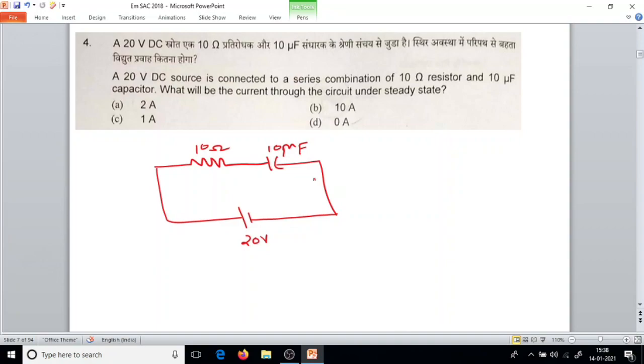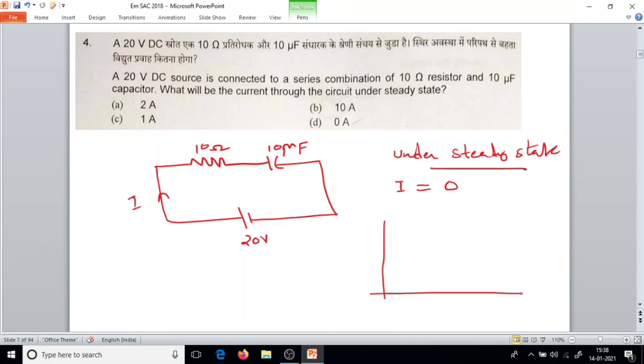Now what happens under steady state? Under steady state, this current, if you represent it by I, equals 0. Why? Because the capacitor is completely charged. See, the curve looks like this.